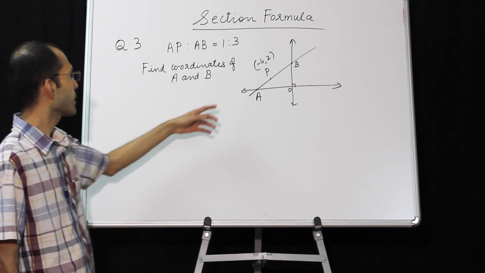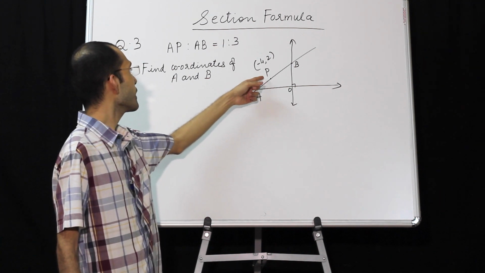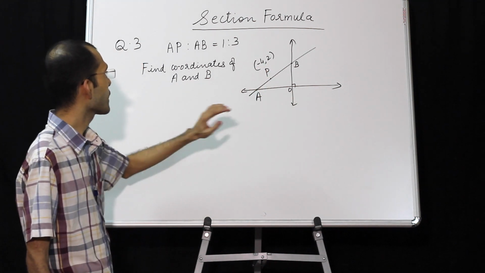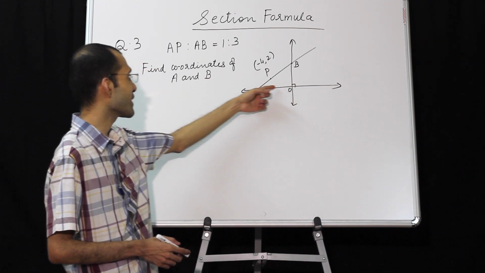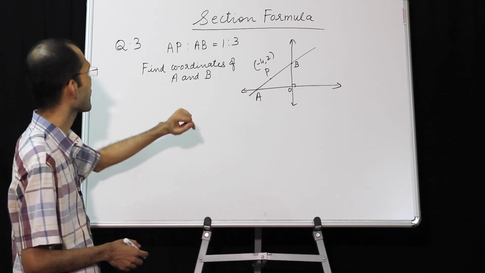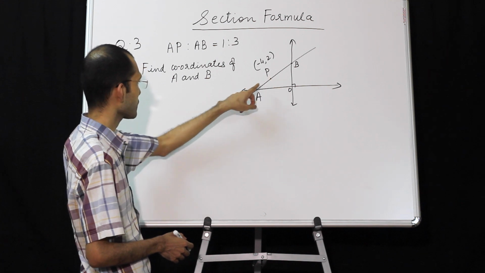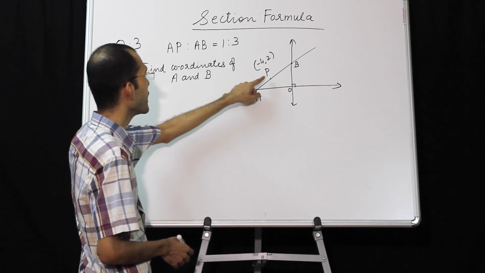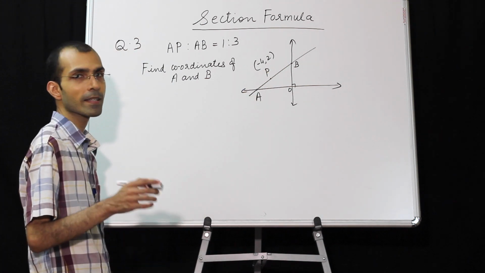Question 3, diagram is drawn. Point P, the coordinates are already given, (minus 4, 2). Now A and B are not some ordinary points. A is lying on x-axis. B is lying on y-axis. Okay. See the ratio. AP is to AB. Keep in mind, AP is to AB is 1 is to 3.